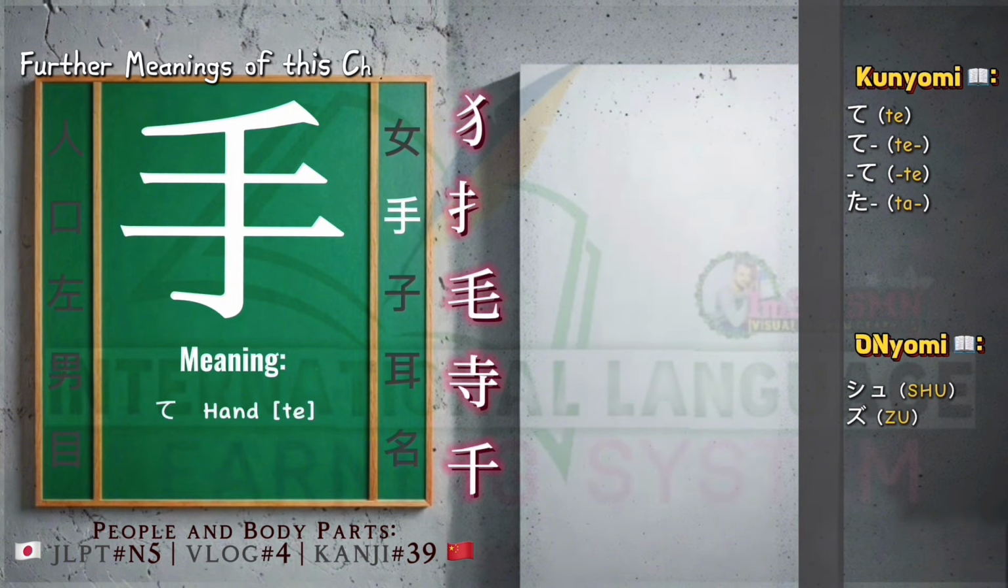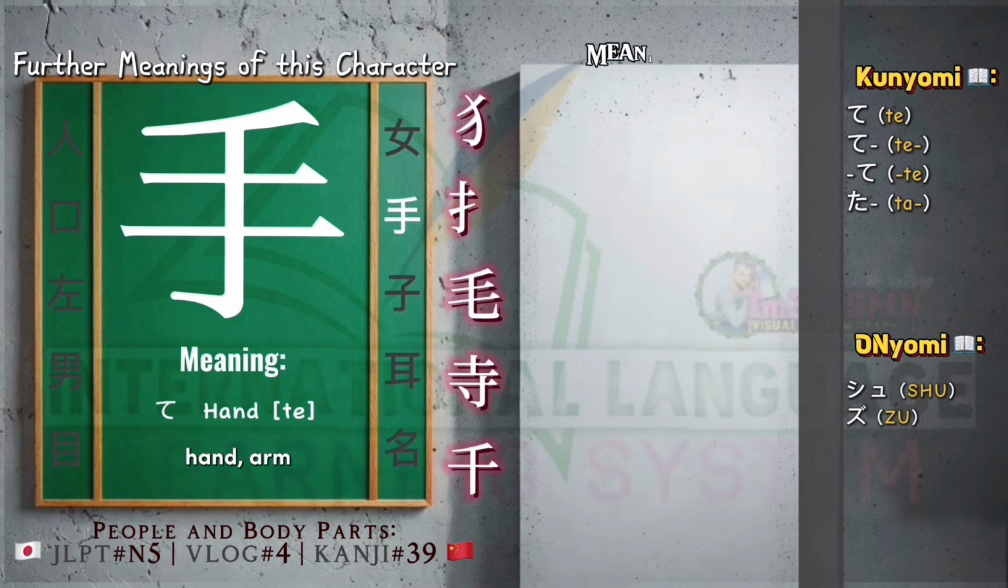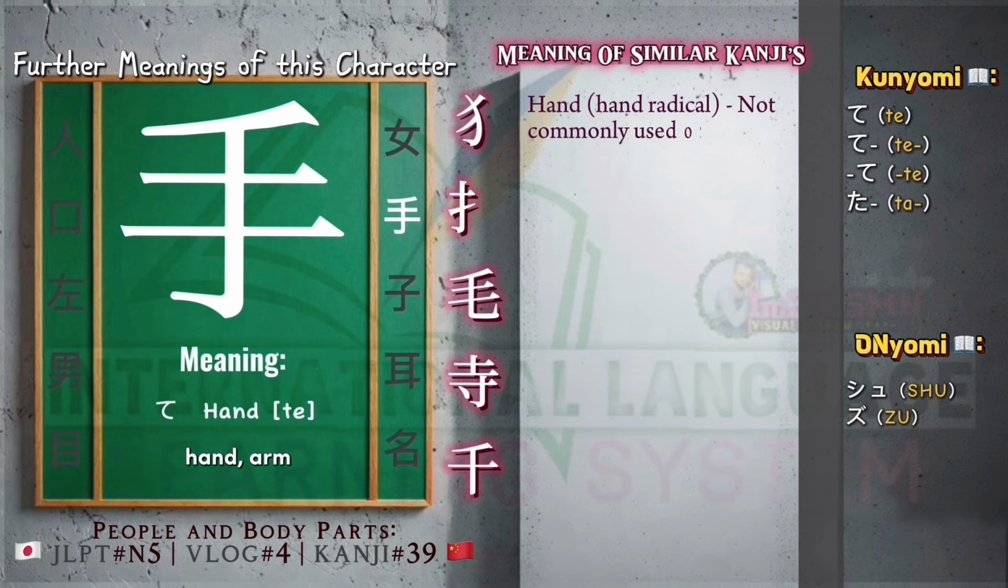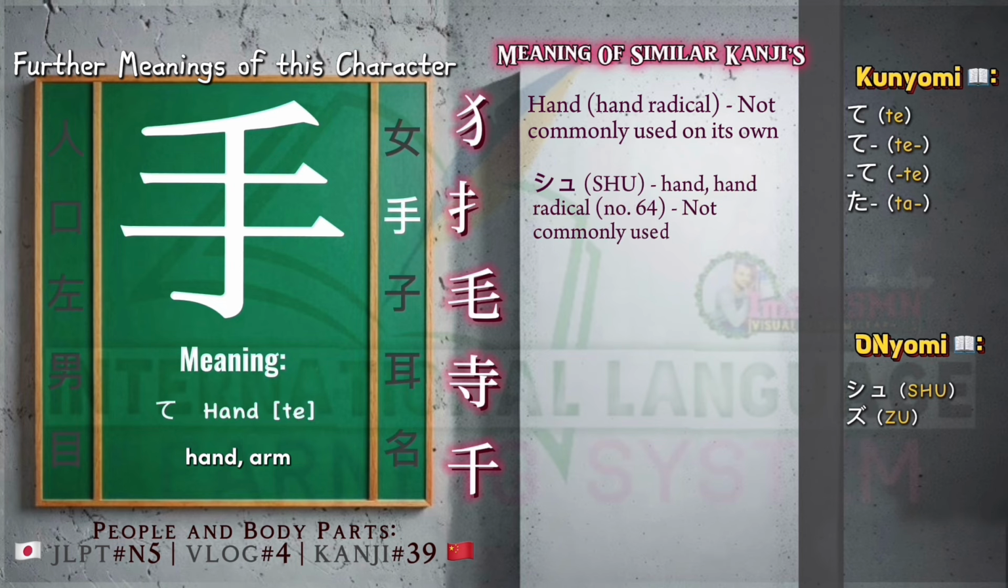Further meanings of this character: hand, arm. Meaning of similar kanjis. 手, hand, hand radical number 64, not commonly used on its own. 毛, hair. 寺, temple. 千, thousand.